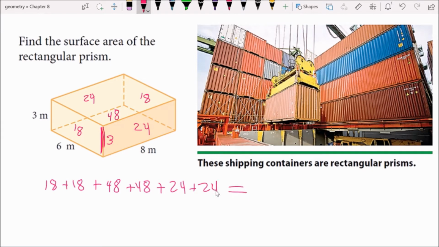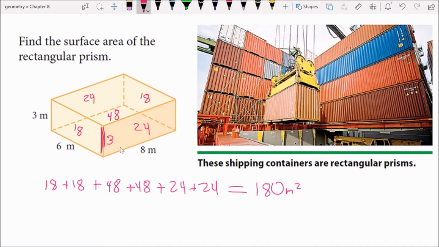Let's add those all together. And I get 180, and it's square meters. And these look like they are painted. So in this case, maybe what we're interested in finding is how much paint it takes to cover one of these shipping containers to keep them from rusting? Because from what I understand, they possibly could rust.